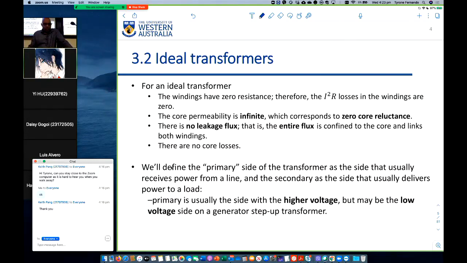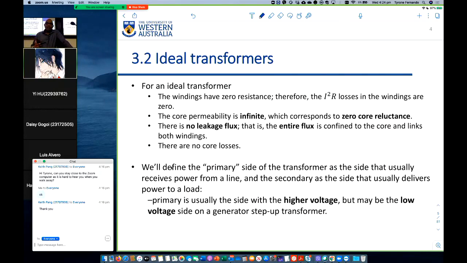We'll also assume that in an ideal transformer, the core permeability is infinite. We'll talk a bit more about that. Which corresponds to zero core reluctance. So the reluctance is 0 in an ideal transformer. And we'll also assume there is no leakage flux. That is, the entire flux is confined to the core and links both windings.